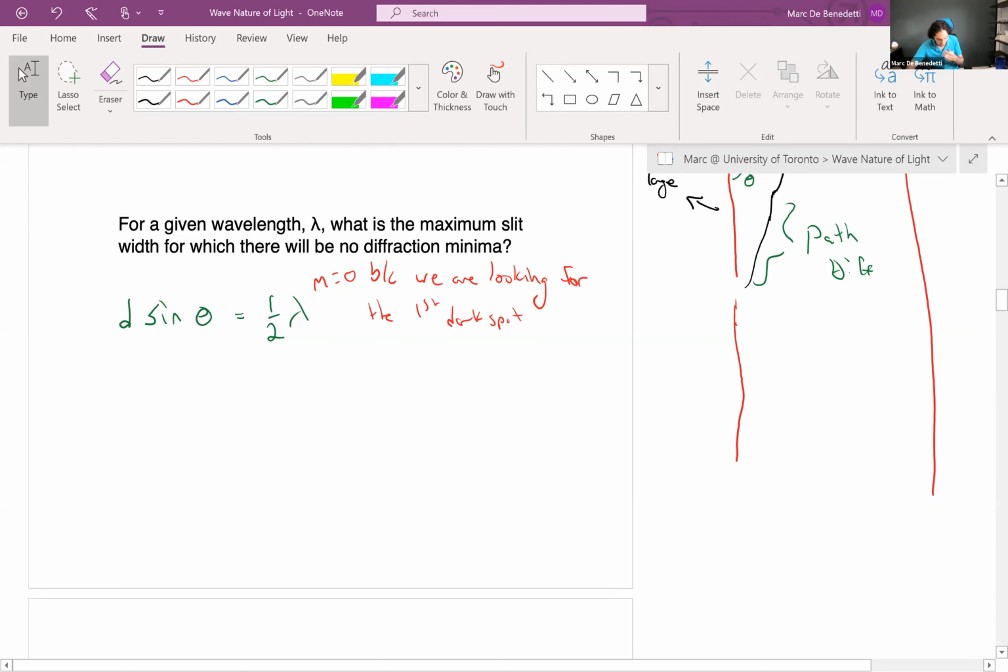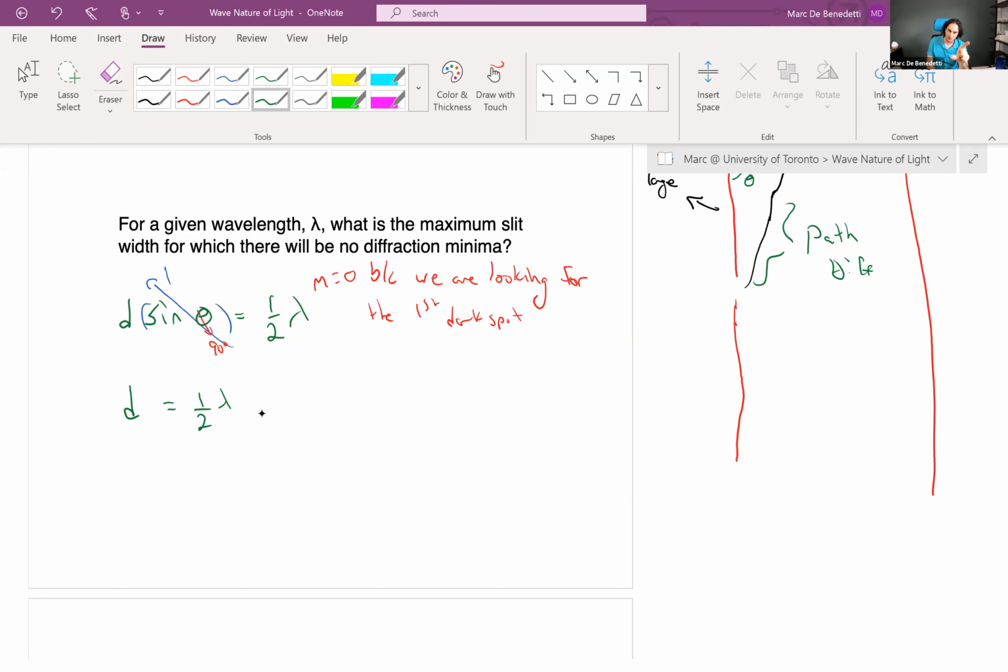So m equals 0, because that's when the path difference is lambda over 2. And then we set theta to be 90 degrees, which makes sine of theta equal to 1. So then you end up getting d equals 1/2 lambda, meaning the largest width that you can make to still see a diffraction pattern is 1/2 of the wavelength.